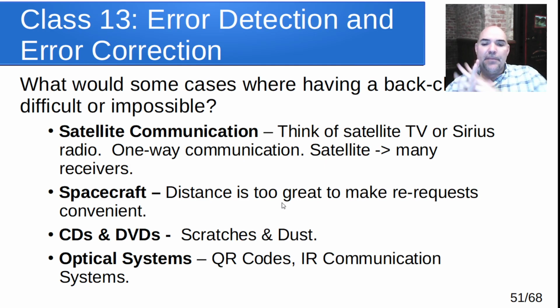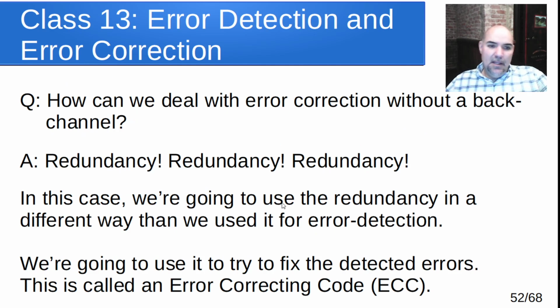So how do we do that? Well, how can we deal with error correction without a back channel and without the ability to request a repeat of something? The answer is more redundancy. We want to add even more redundancy so we can reconstruct parts that are missing, not just detect when things are. So we're going to have to use redundancy in a different way than we used it for error detection. We're going to use it to detect the errors, but also fix the errors when we find them.